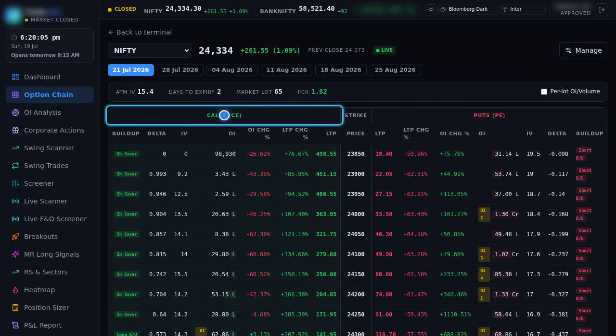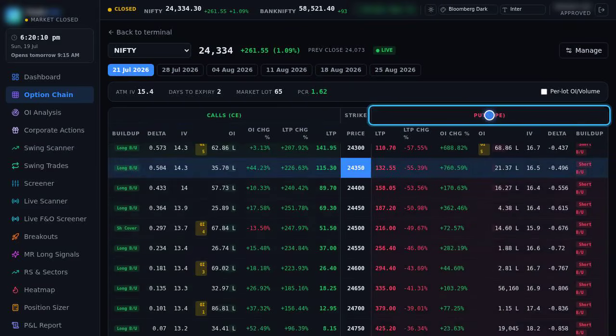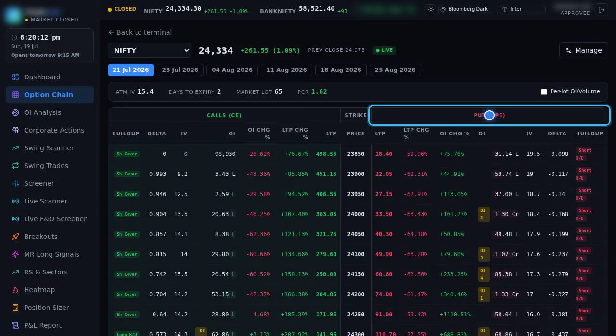Now the absolute heart of it, calls versus puts. An option is simply a contract that gives you the right, but not the obligation, to buy or sell at a fixed price. A call option, CE, gains value when the price goes up, so you buy a call when you are bullish, when you expect the market to rise. A put option, PE, gains value when the price goes down, so you buy a put when you are bearish, when you expect a fall. Keep it that simple in your head: CE for up, PE for down.